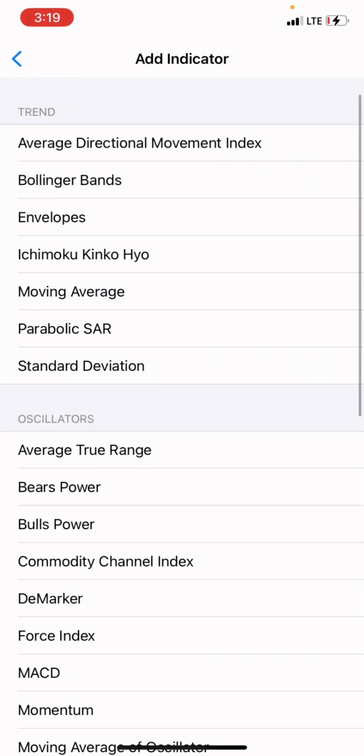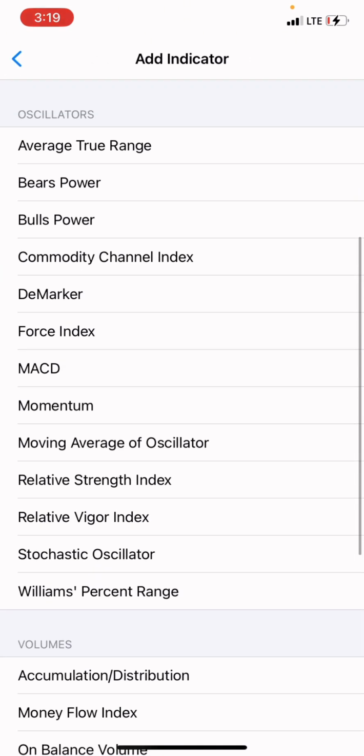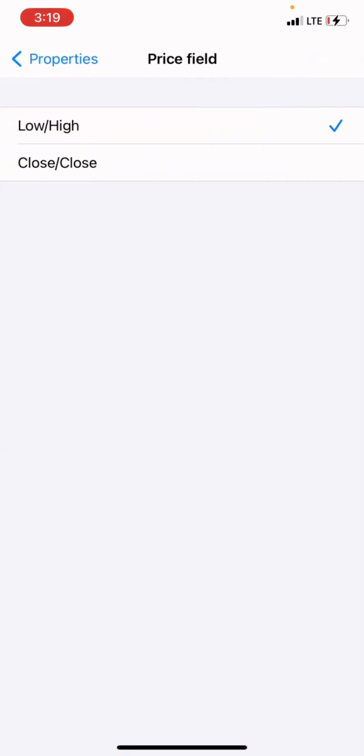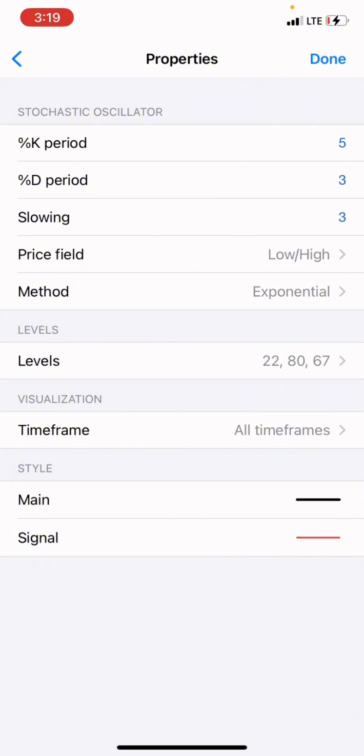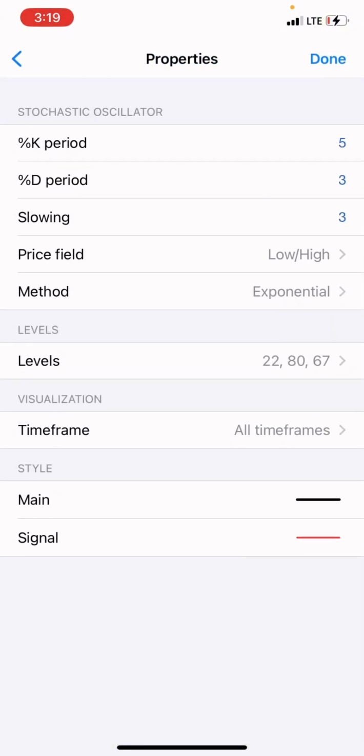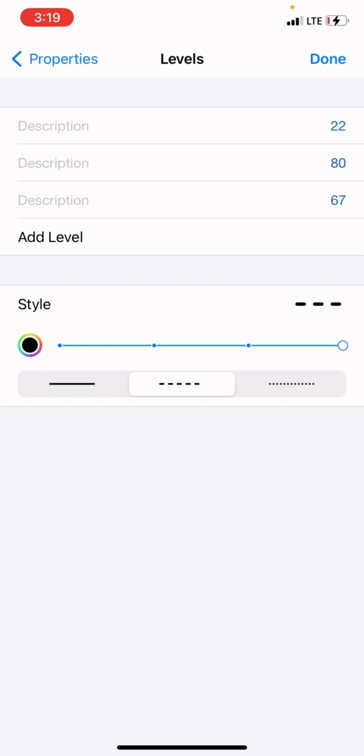Now we're going to put on only the stochastic oscillator indicator. Right now we're going to look for the stochastic oscillator. We're going to put the %K period on 5, then the %D period is going to be on 3, and the slowing is going to be on 3 as well. The price field is going to be on Low/High, then the method is going to be on Exponential, right? Then the levels are going to be 22, 80, and 64.